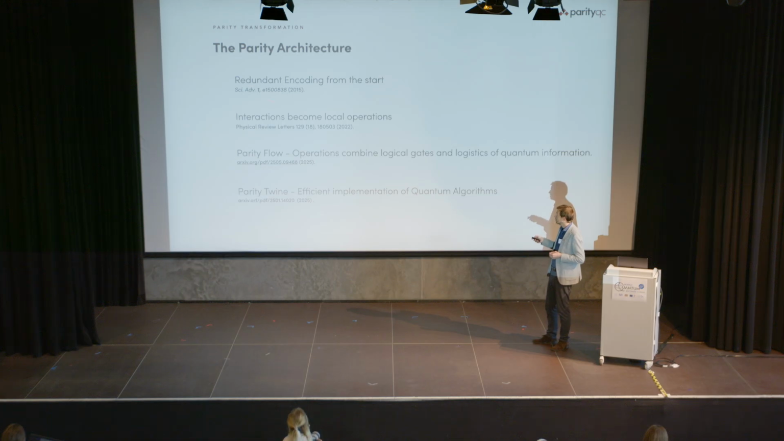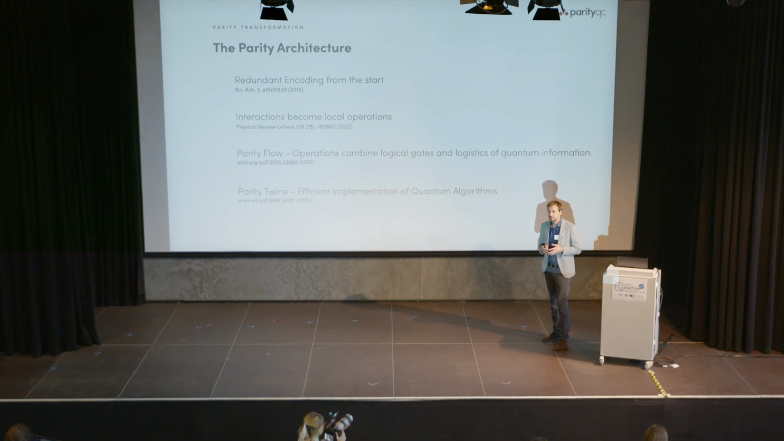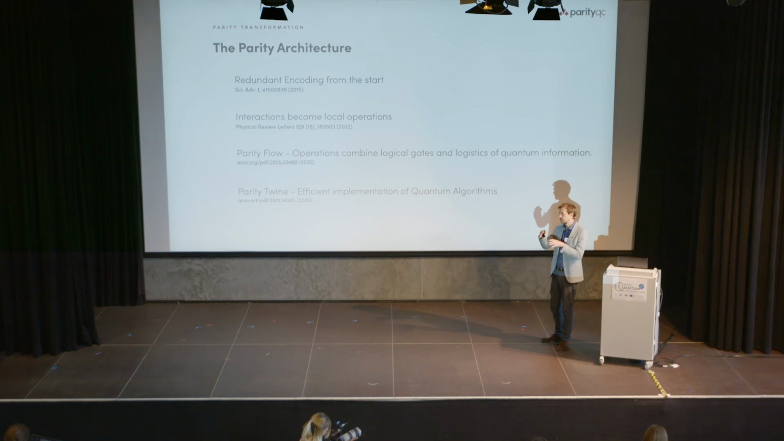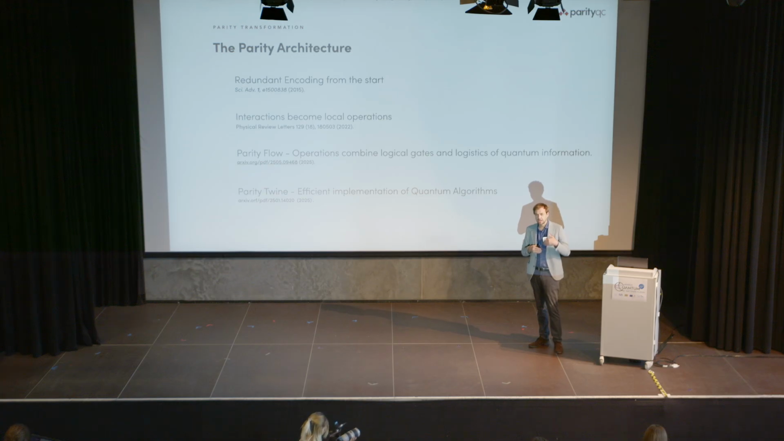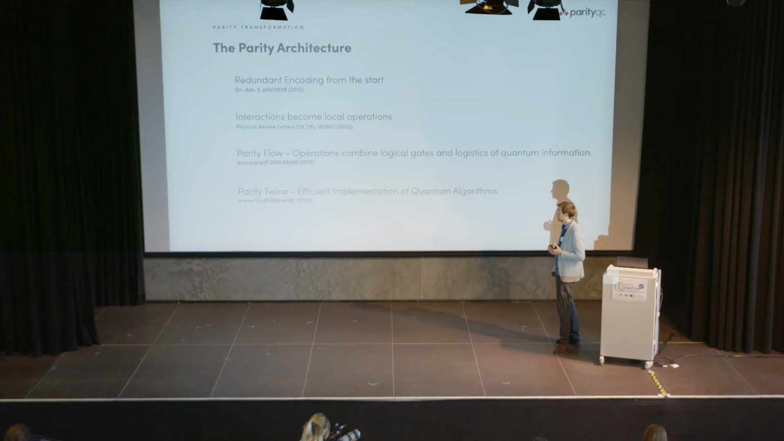So one thing about the Parity architecture that I will present is a paradigm where we start from redundant encoding. So in many codes, the logic is, okay, I have my algorithm, I have my logical qubits, and then after that I add error correction, for example, by a surface code or something like this. In our case, we basically start with the redundant encoding and remove the logical qubits completely. We are only acting in this redundant space.